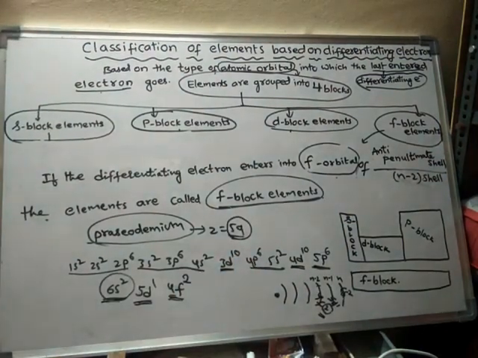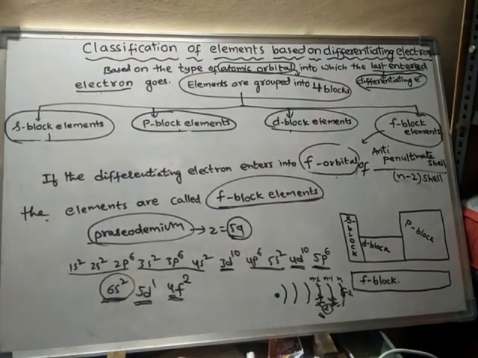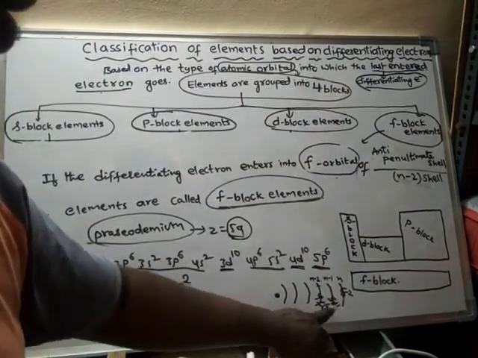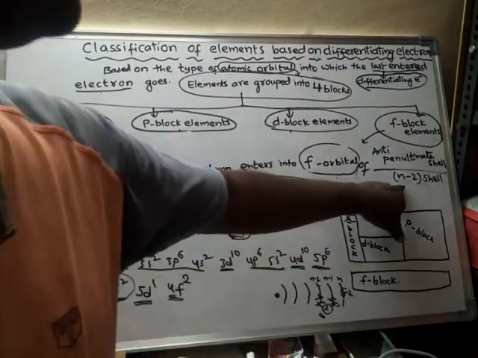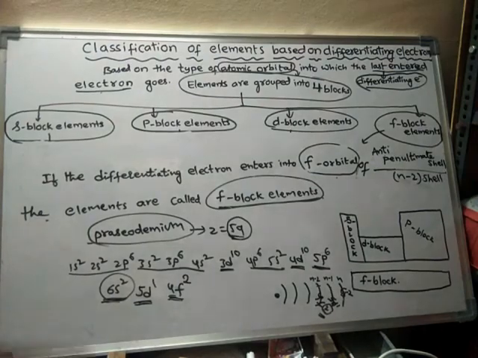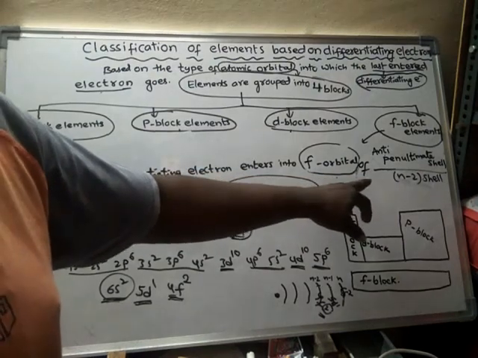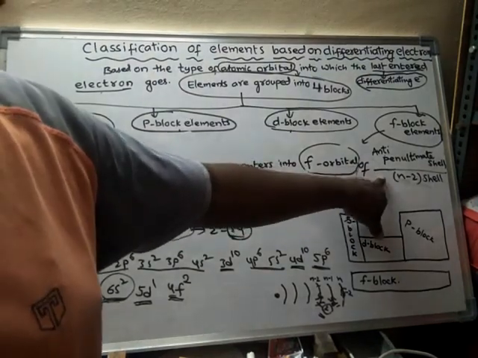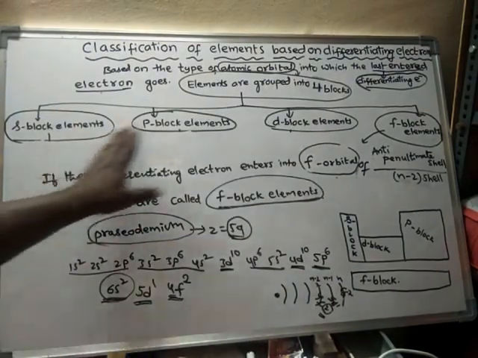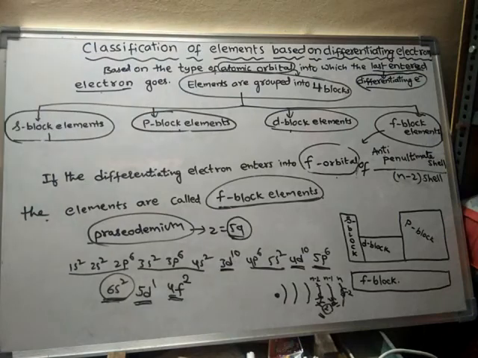So remember that in f block elements, the last entered electron will always enter into f orbitals of the last but 2 shell, that means the n minus 2 shell, or the anti-penultimate shell. Such elements, into which the last electron enters the f orbitals of the anti-penultimate shell, are said to be f block elements.